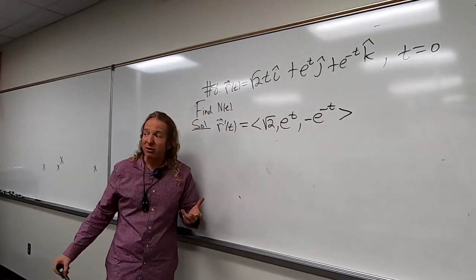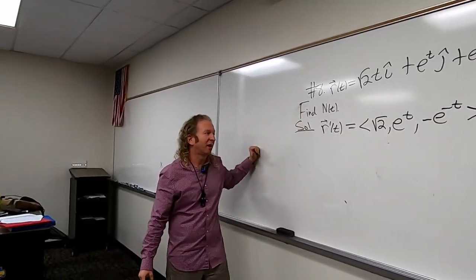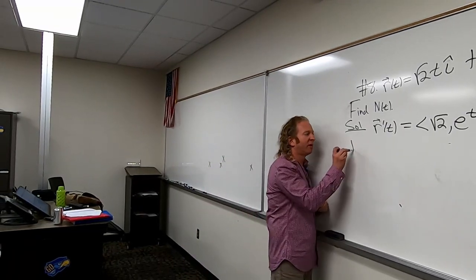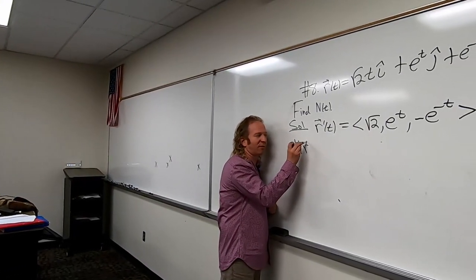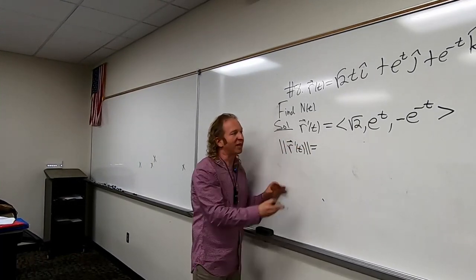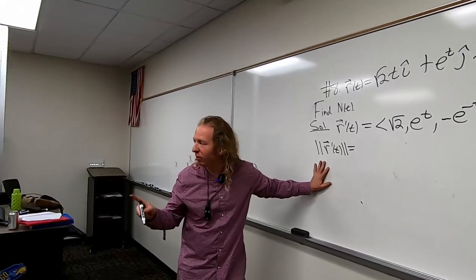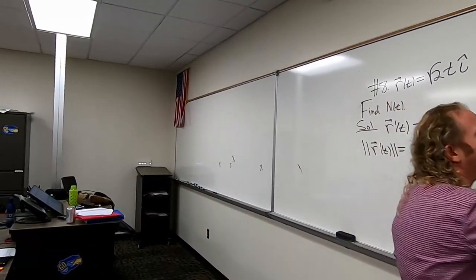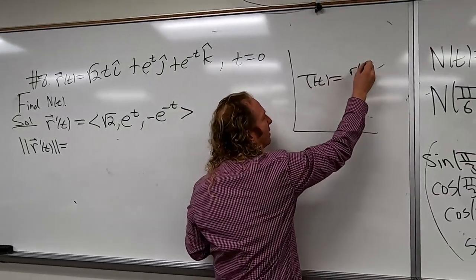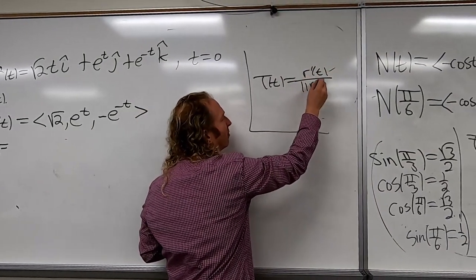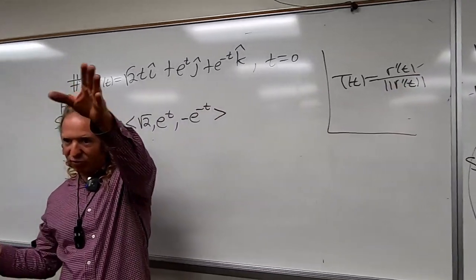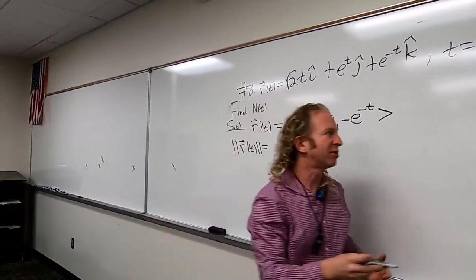So now we do have to find the magnitude of this. And again, I don't know how hard this problem is going to be, so I'm going to write a little bit smaller than I normally do. For some reason, I don't have it worked out in my notes. So we can't plug in the number yet, right? Because we're looking for n. Just to refresh your memory, T of t, I'm not going to put the arrows, is r prime over the magnitude of r prime. And then N of t is T prime over the magnitude of T prime.